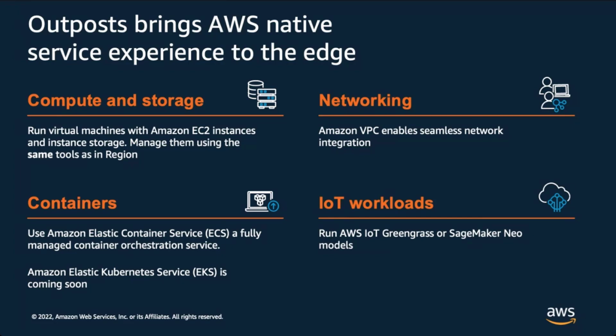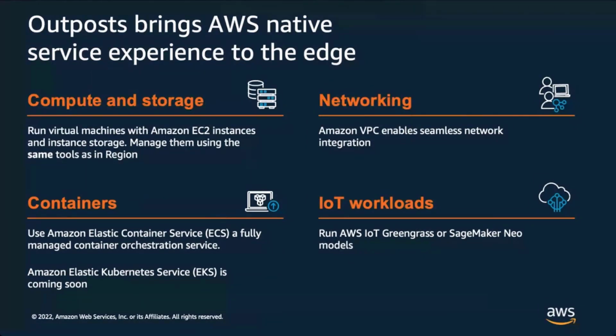So from a compute and storage perspective, we have EC2. We have local instance storage. So there's no EBS on Outpost servers, but we do have instance storage, which provides block storage to your EC2 instances. We use Amazon VPC, or Virtual Private Cloud, for networking.